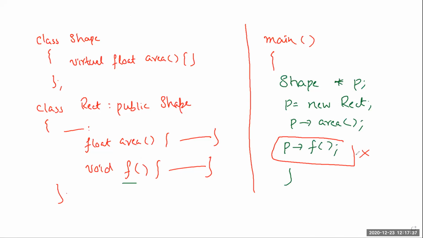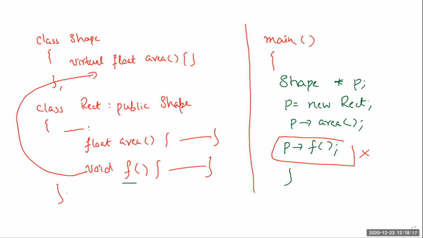But if you have some function in the child class which is not in the parent class, just like here, the function f is in the child class but not in the parent class, and you try to call it with p arrow f, it will not compile. It will give you an error. So this is a limitation: whenever you are doing polymorphism, if you want to call a function, you also need to put it in the parent class and make it virtual. Only then will you be able to call it. Otherwise, when you write p arrow f, since the parent class does not have a function f, this will give you an error.